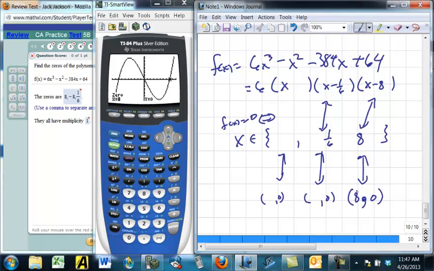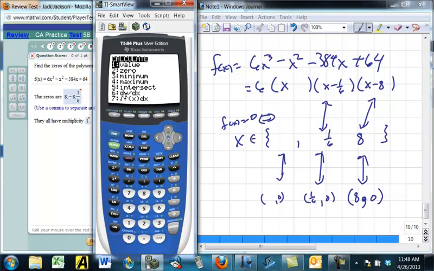So 8, 0 is an x-intercept, 8's a root. X minus 8's a factor. 1/6 is the root. 1/6, comma 0 is an x-intercept. X minus 1/6 is a factor. We got this other one. 1, 2, 3, 4, 5, 6, 7, 8, 9. It looks like between negative 9 and negative 7 or so. So let's calculate that again. Another 0.